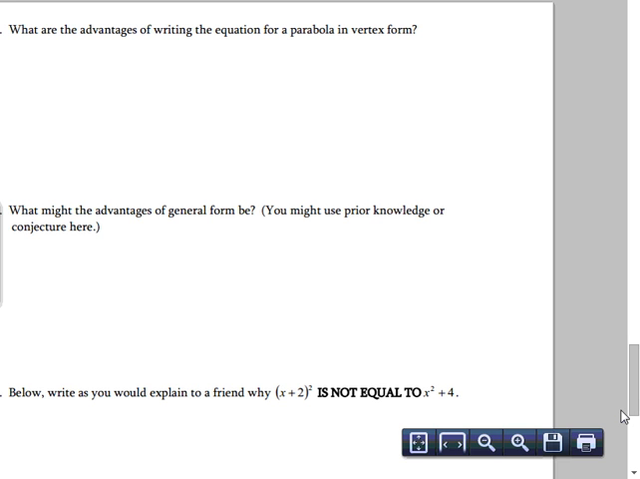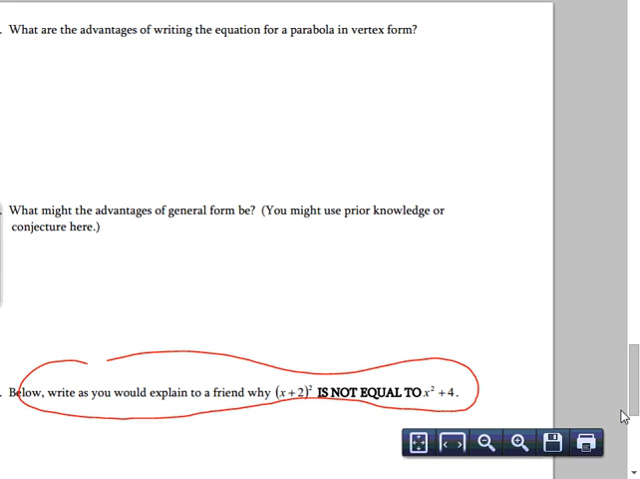All right. And let's see. This one is important. Please do that very last one. How would you explain to a friend why that's not equal to that? It's a really common misconception. And that's all I have for you for today.